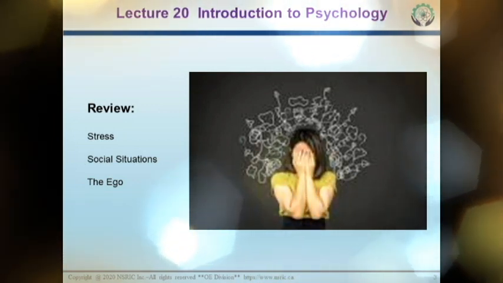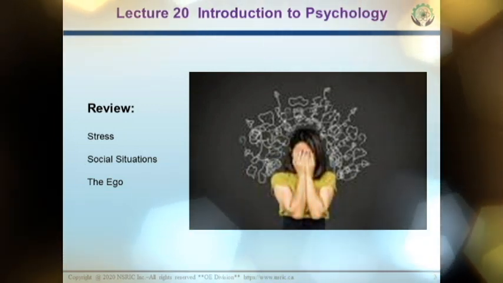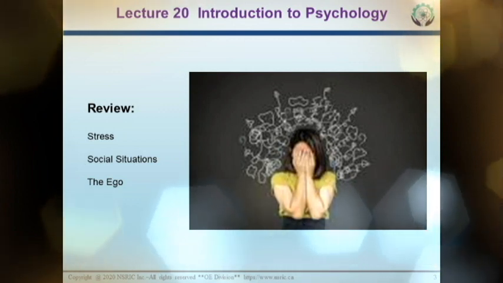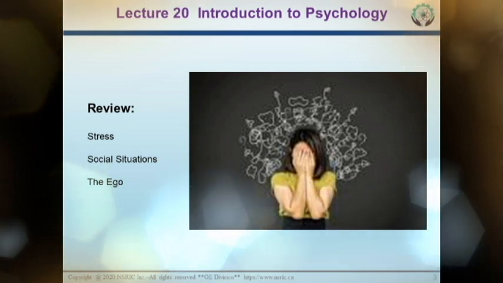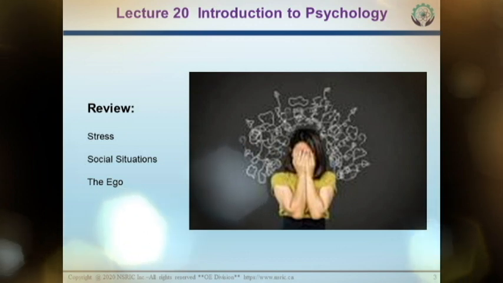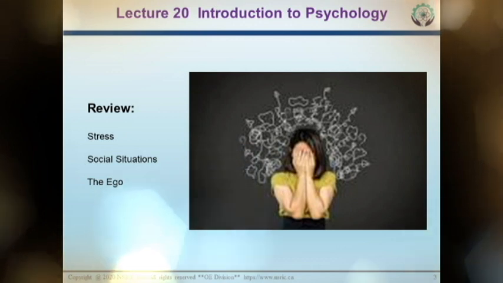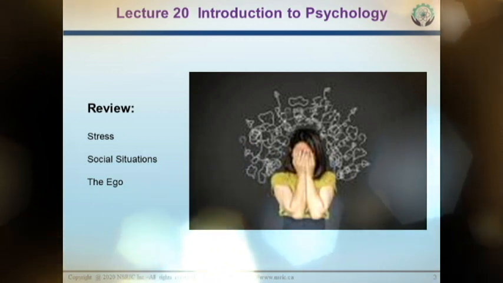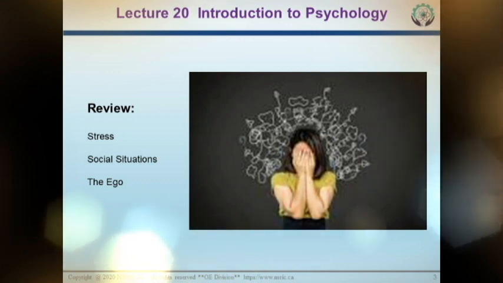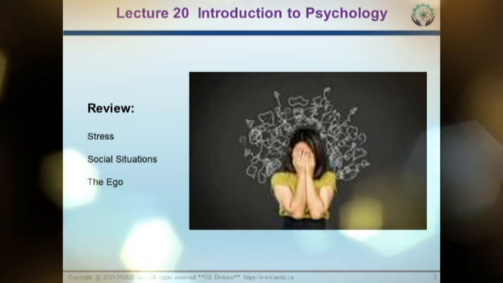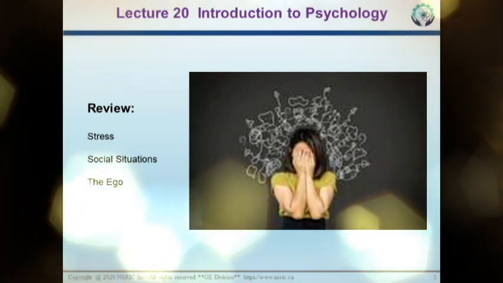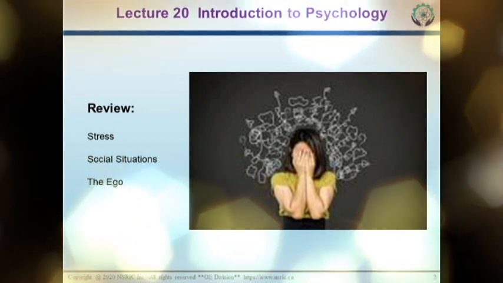So then let's take a look also at the ego and the power of the ego. So, in Freudian theory, the human psyche is divided into three parts: the id, the ego, and the superego.